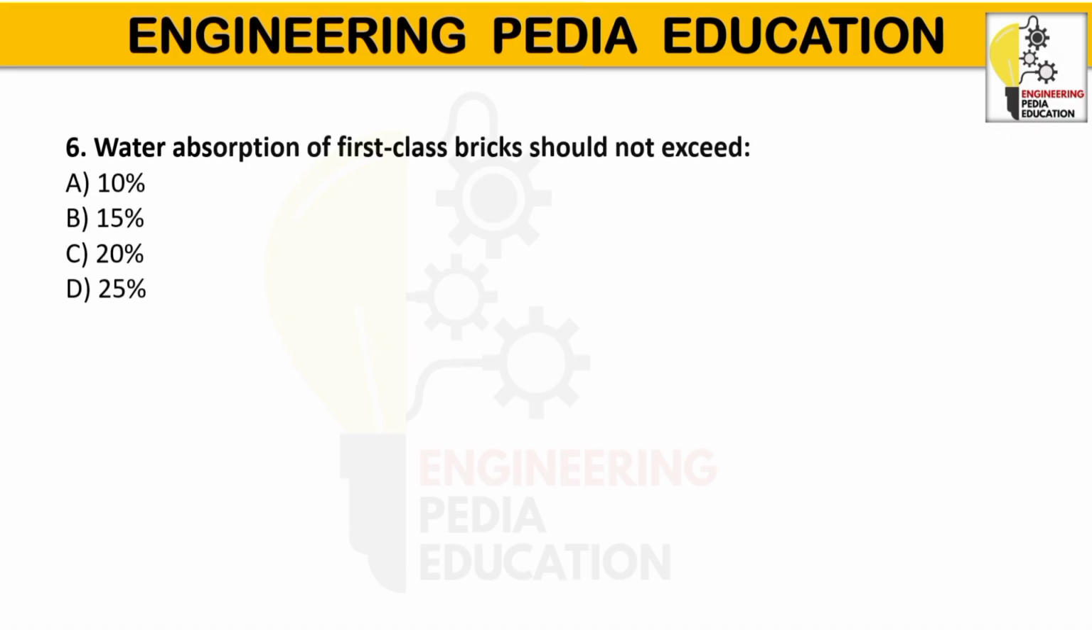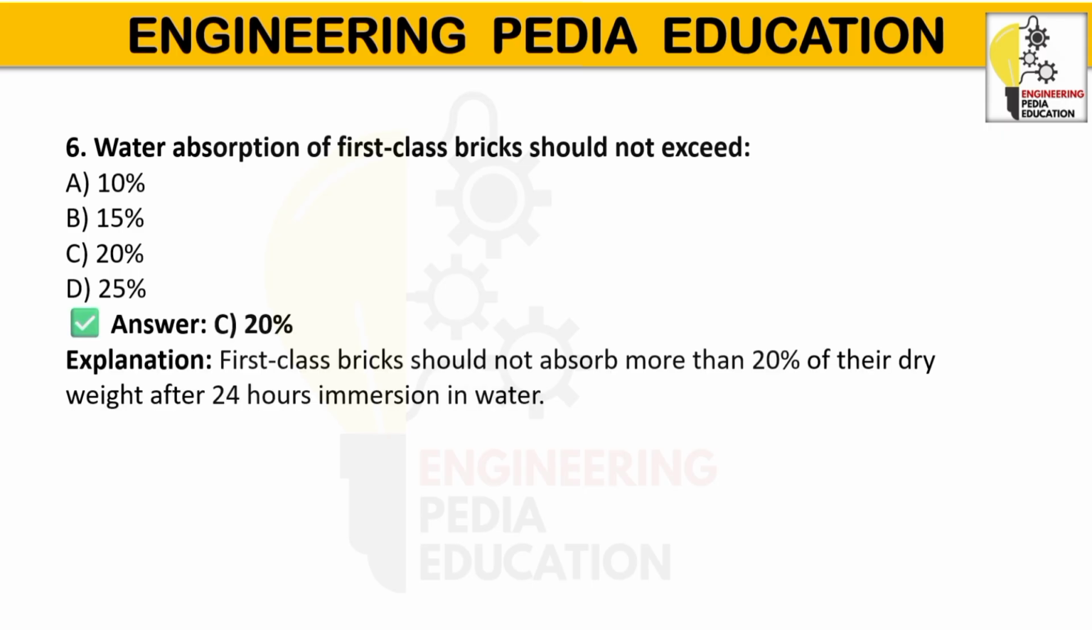What absorption of first class brick should not exceed? 10%, 15%, 20%, 25%. So the correct answer is 20%. First class brick should not absorb more than 20% of its dry weight after 24-hour immersion in water. Water absorption is calculated by (W2 minus W1) upon W1 into 100, where W2 is the wet weight after immersion, W1 is the dry weight.